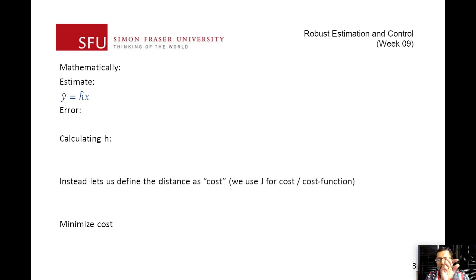As h hat gets much closer to the actual value of h, my error would start to decrease. But we have to remember that because there is some uncertainty in the estimate due to noise or measurement uncertainty, y hat would never be exactly equal to the actual value of y. So if I subtract y minus y hat, I'm going to get some error. We'll call that E, which is defined as y minus y hat, which is equal to y minus h hat x. I'm just substituting the value for y hat from here.